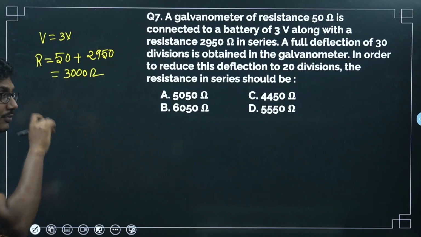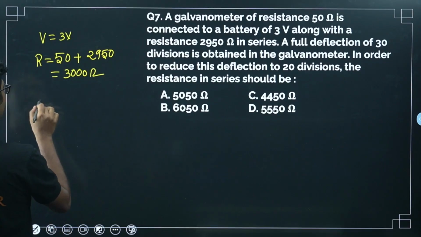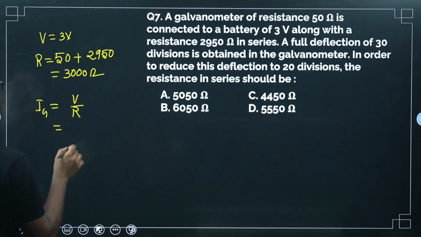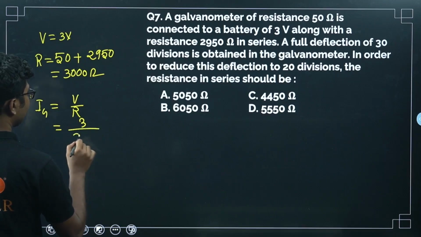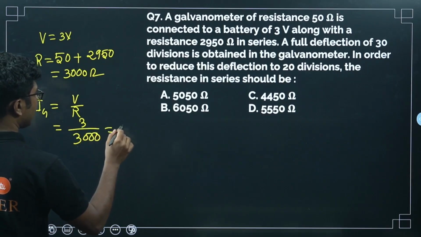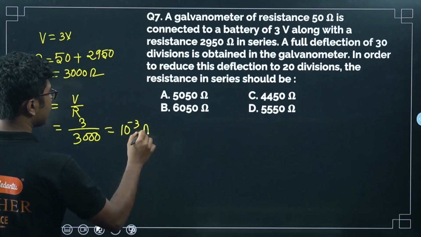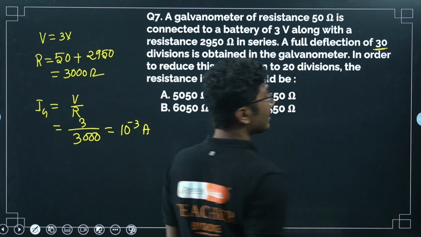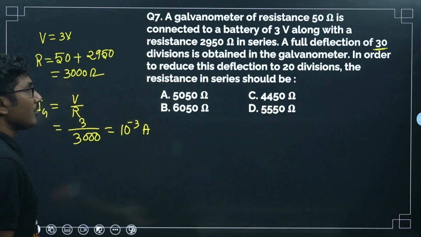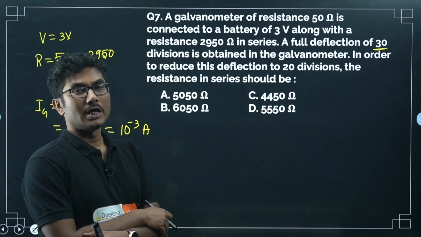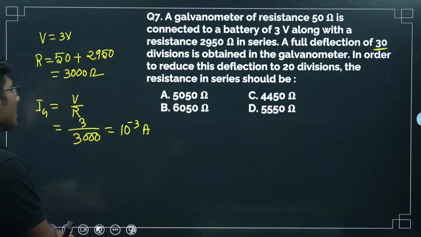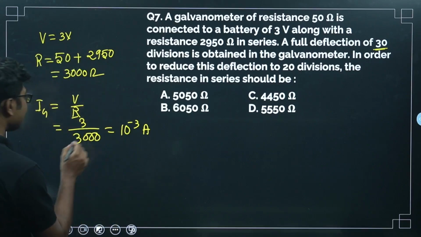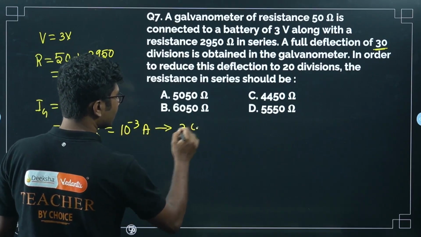This is the resistance. Now what is the current? At this time current is V by R. V is 3 divided by 3000. It is 10 to the power minus 3 ampere is the current. Now this is the current when you are getting 30 divisions, 30 scale deflection. Now if you want to reduce the deflection to 20, then what you have to do? You have to increase this resistance so that current reduces.